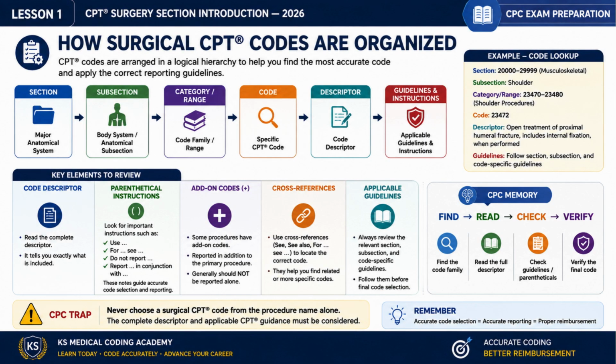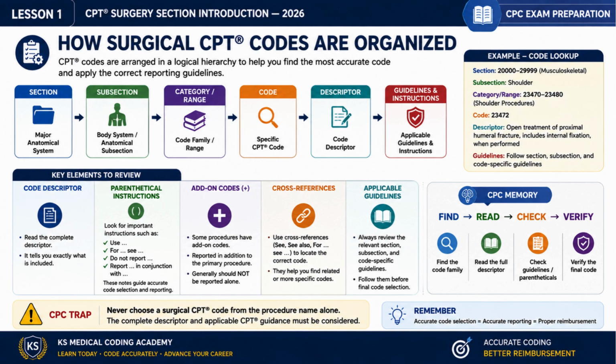Now let's learn how to navigate and organize surgical CPT codes. Start with the section, then identify the appropriate subsection or anatomical system, followed by the relevant code family or range. From there, locate the specific CPT code and read its complete code descriptor. Before finalizing the code, always review the applicable guidelines and parenthetical instructions. Also watch for add-on codes, which are reported in addition to an appropriate primary procedure, and use cross-references when the CPT codebook directs you to another code or related code family.